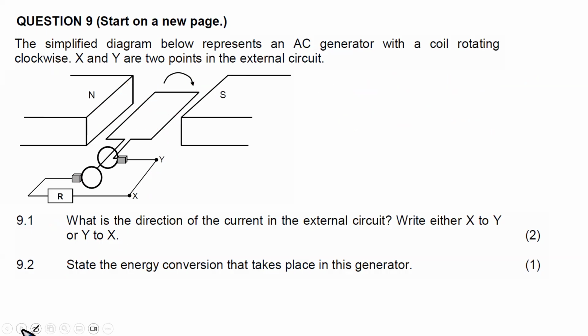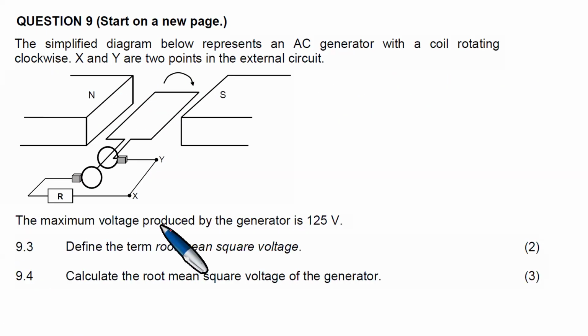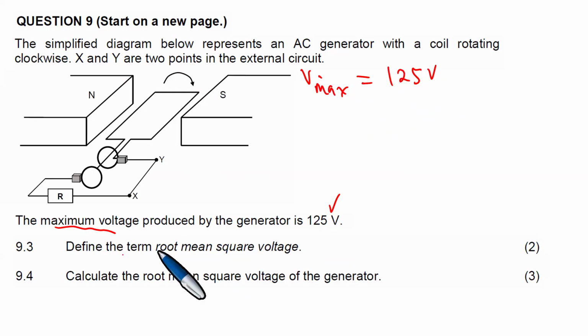9.3. The maximum voltage produced by the generator is 125 volts. This is the maximum voltage, that is Vmax. Vmax is 125 volts. Define the term root mean square voltage. Root mean square voltage, the RMS potential.